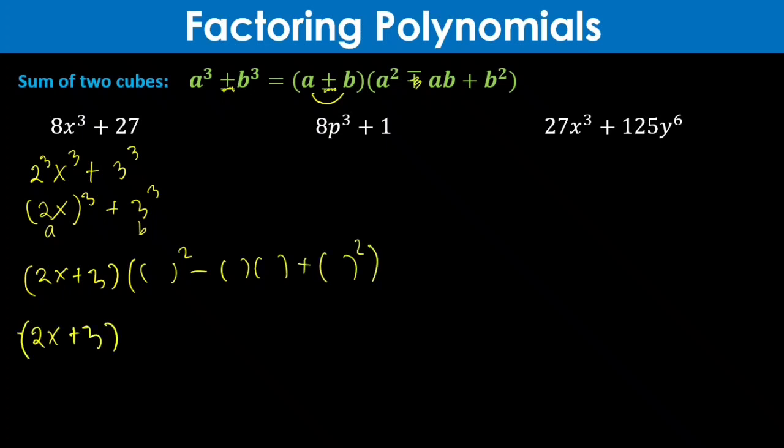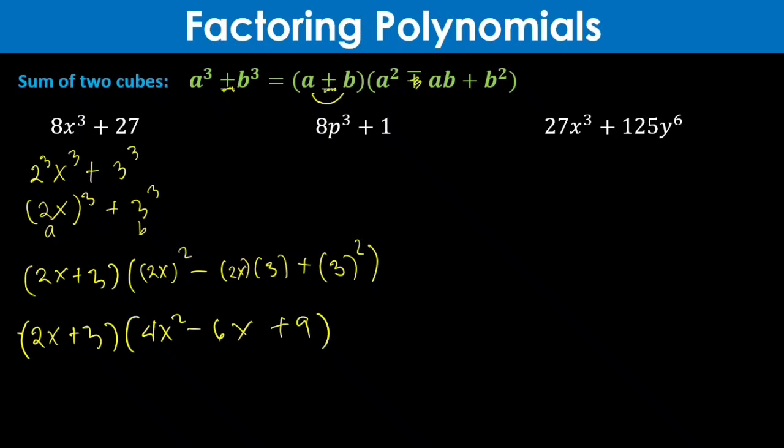Let's put our a and b here. So this is a squared here. That's 2x. This is our 2x, or a, and b is 3. And then this is b squared. All right, so this is now 4x squared, minus 6x, plus 9. This is the factor.